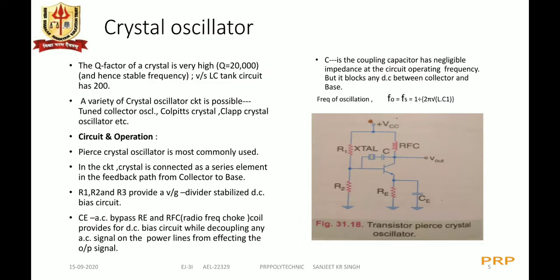In a crystal oscillator, the Q factor is of importance, and for a tuned circuit it could be as high as 20,000, that is nearly 200 times more than that of an LC tank circuit based Q factor, and therefore it provides a stable frequency output. A variety of crystal oscillator circuits are possible, like the twin collector oscillator, Colpitts crystal oscillator, Clapp crystal oscillator, etc. But the Pierce crystal oscillator is most commonly used.